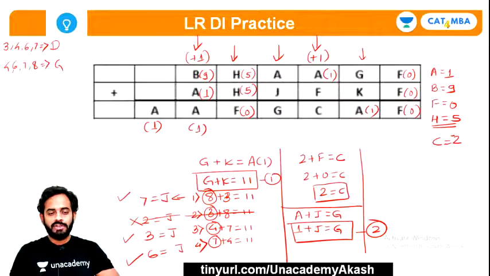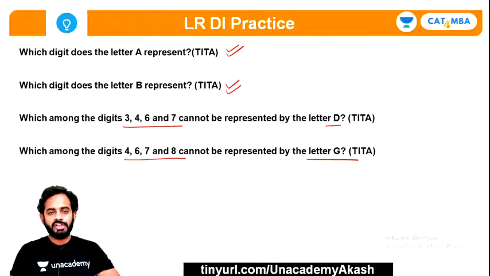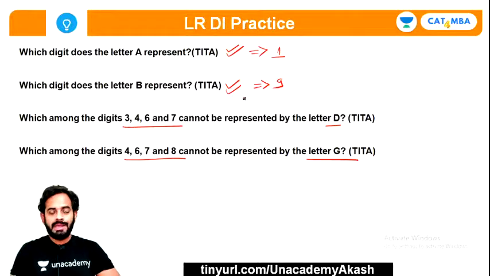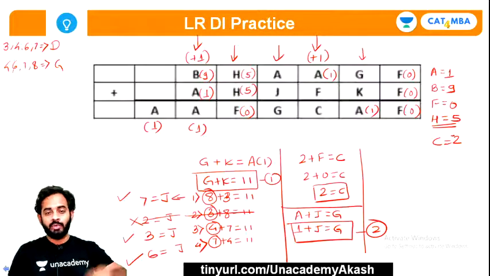Now the first question, what is the answer of the first question? Can you quickly tell me? The question is which digit does letter A represent? We have already gotten the answer, that is 1. For the second question, which digit does the letter B represent? It is 9. We got this answer also. Now for the third question, which among the following digits 3, 4, 6, 7 cannot be represented by letter D? Now just try to understand this part.